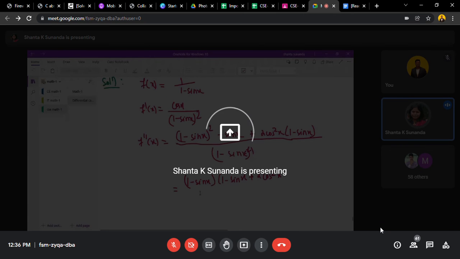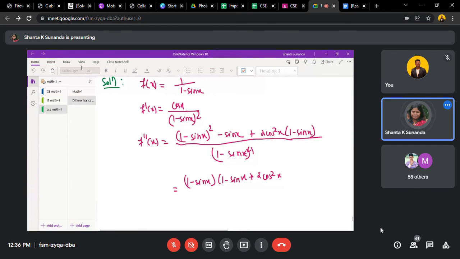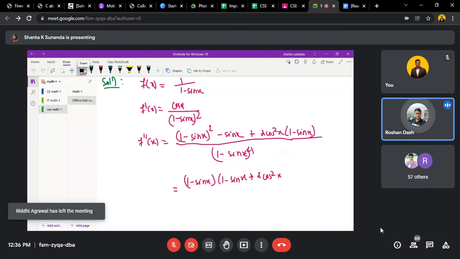Okay, now you can see. So what is the second order derivative? Should I keep it like that if you are getting third order 0? Third order derivative is 0. You can take cos square x equal to 1 minus sin square x, and then it will be equal to 1 plus sin x into 1 minus sin x, and you can take common 1 minus sin x. Then f double dash x equal to 1 by 1 minus sin x whole square.